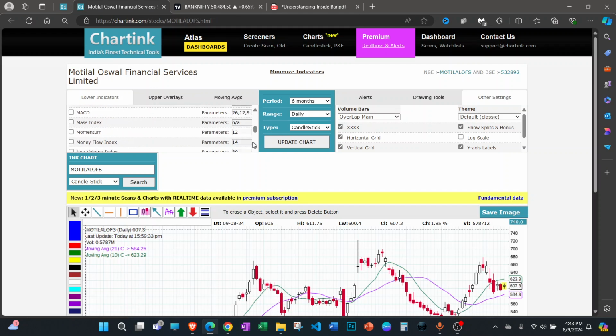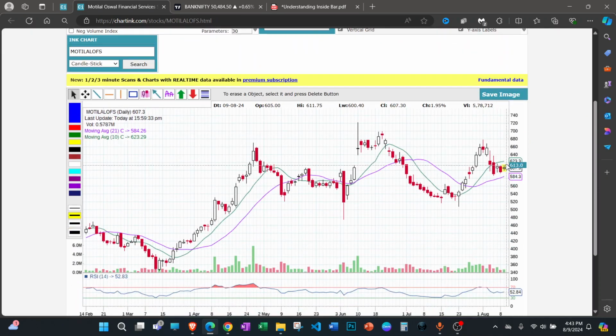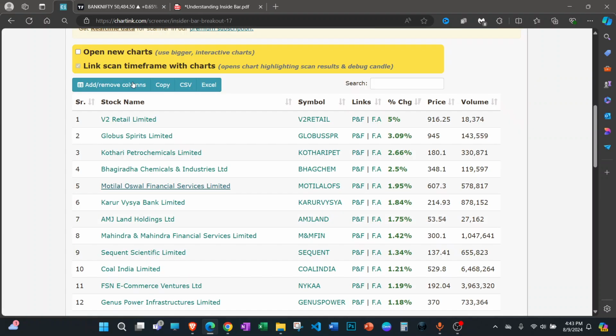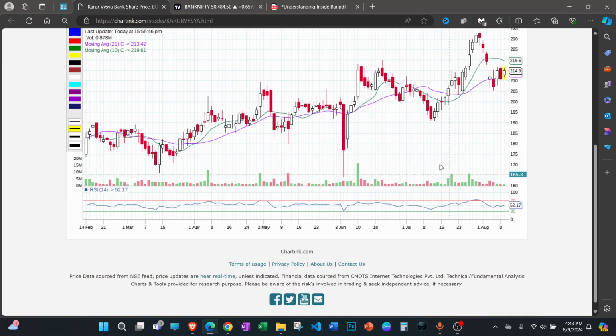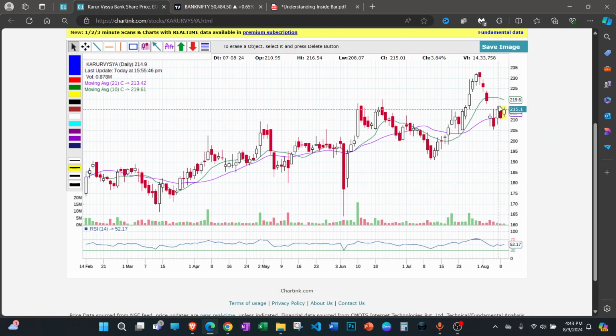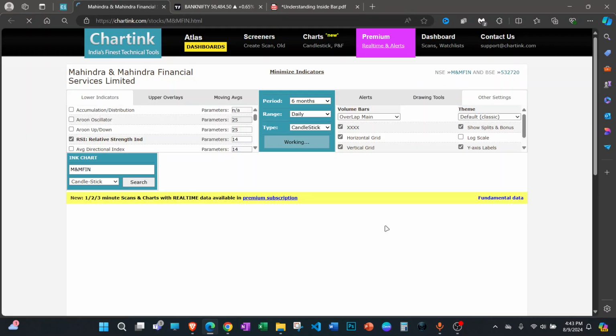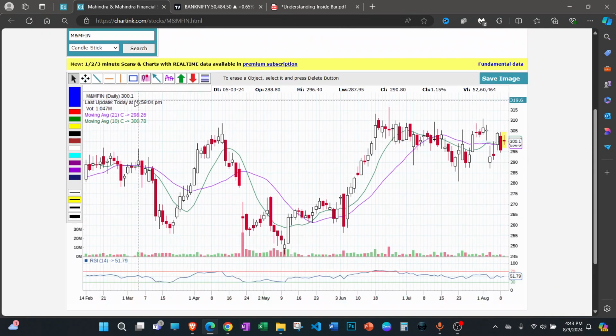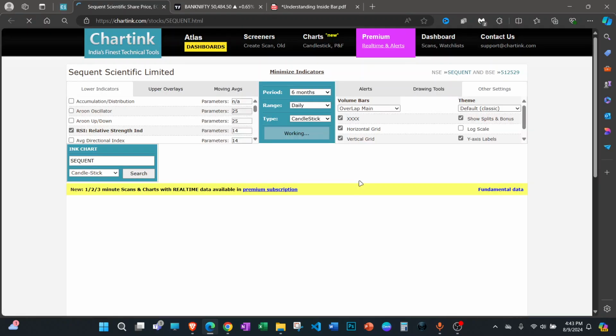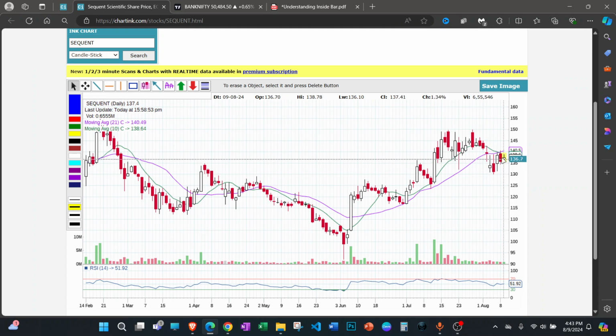Then we have Motilal Oswal Financial Services. Again, a reversal kind of inside bar. Whenever this area somewhere around 615 or 616 is breached, that is a reversal confirmation for us. Then we have Karur Vysya Bank. Again, more of a reversal kind of structure, plus there's a gap down as well. Whenever the gap boundary is crossed, that is a good entry point as well. And then we have Mahindra and Mahindra Finance. Inside structure forming here as well. Then we have Sequent Scientific, kind of an inside structure here as well.